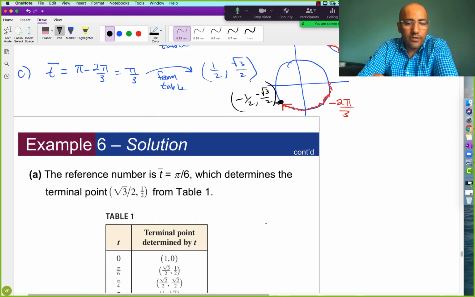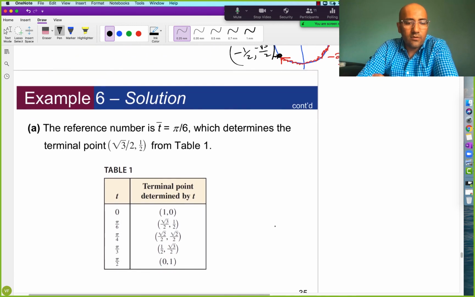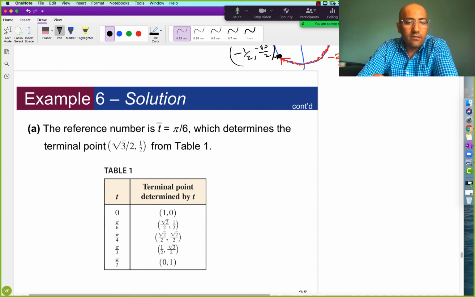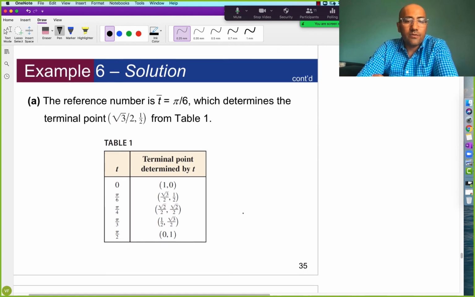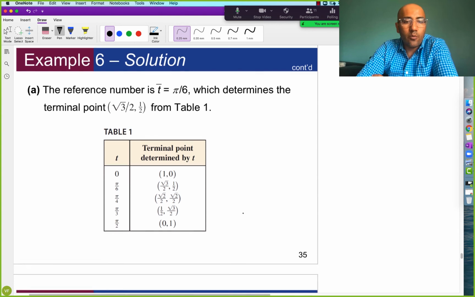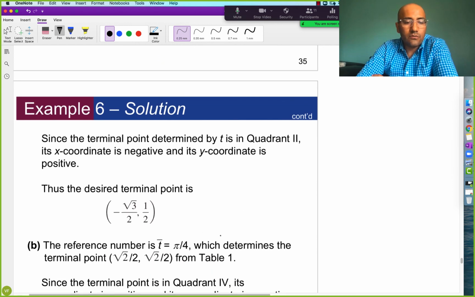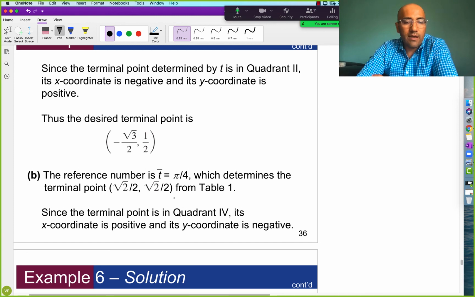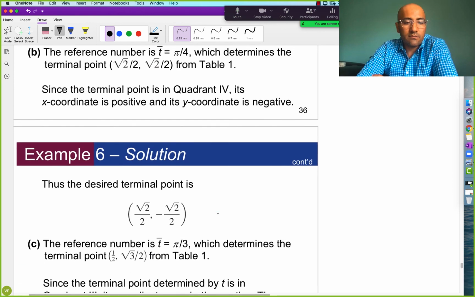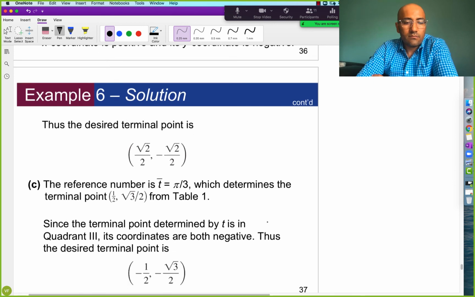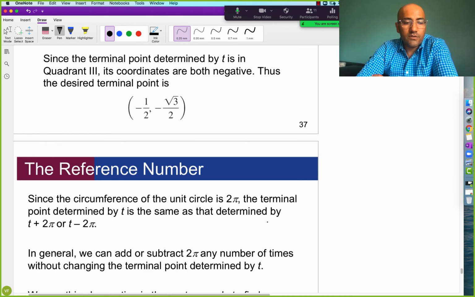Okay, let's see what the author did real quick. Oh, look, I kept scrolling way up, and here's the table. So there's the table given. Reference value of pi over 6 is right here. So we have this one. These are all in quadrant 1. So all we have to do is adjust our answer to make sure that we point out the terminal point in the appropriate quadrant. Good. So this is going to be in quadrant 2. And then from the table we can figure out the same results we needed for the other ones. Okay. Any questions at all?